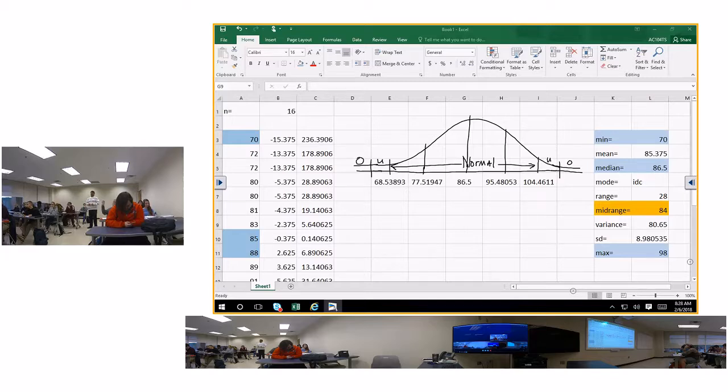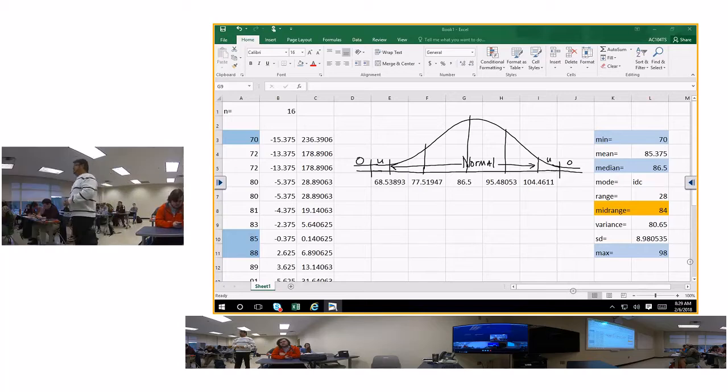How do you get the numbers to the left and right of the mean again? Add and subtract. Just remember your number line. 0, what do you do to the right? You add. What do you do to the left? You subtract. What number do you add or subtract? The standard deviation. The two most important numbers, what are they? The mean and the what? Standard deviation.